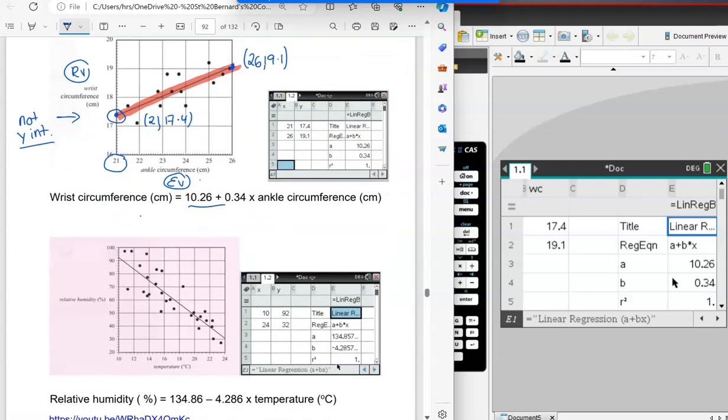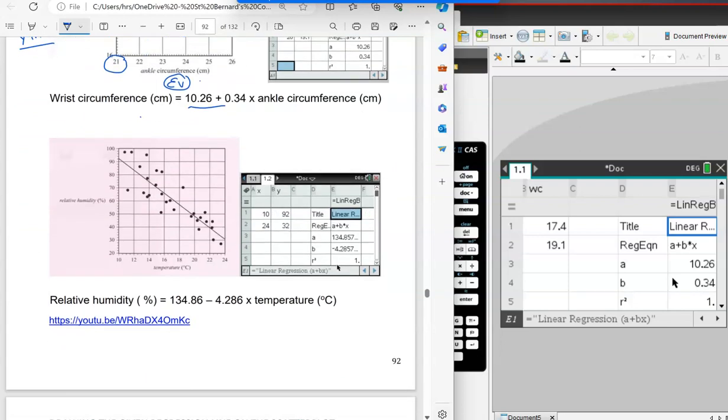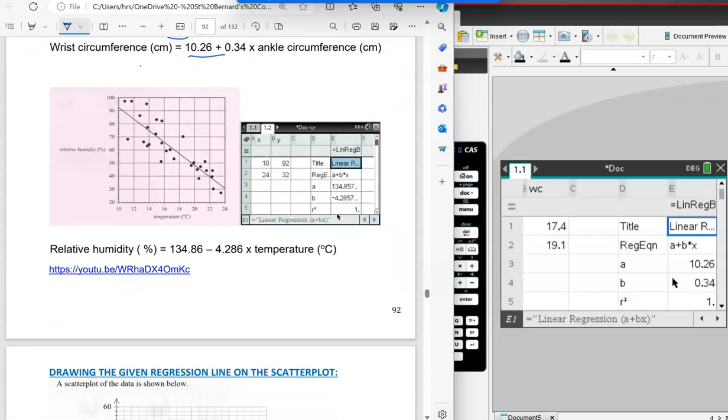Now, the other thing, here we've got another example. I won't actually go through it, but you can see, once again, this is not 0. So because this is not 0, this is not the y-intercept. So be very careful. You can't say it's the A value.